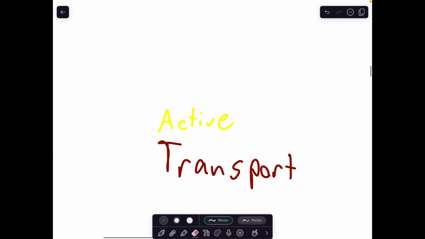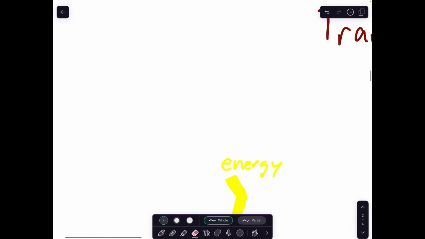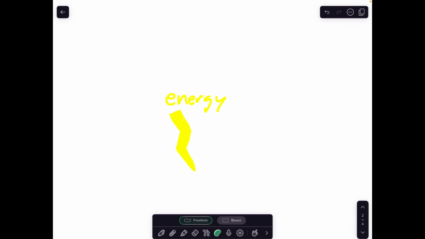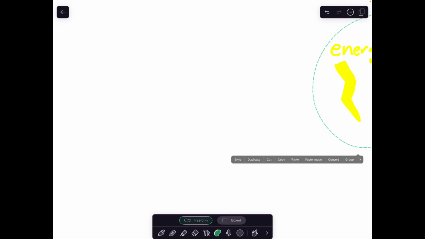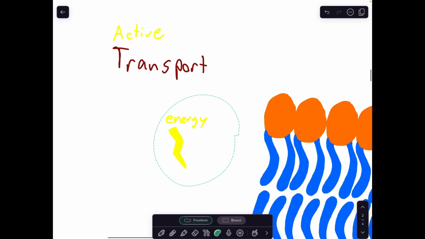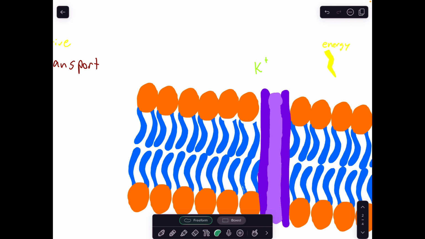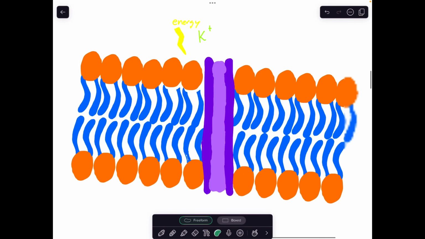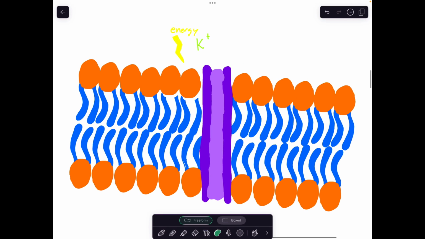What we're going to be talking about next is active transport. Active transport is different from passive transport because energy is required for the transport of whatever is being transported across the cellular membrane. So here we have energy. This lightning bolt with the energy above it is going to be representing the energy that's needed for the transport. And here we have a protein, an integral protein. A good example of active transport would be a sodium-potassium pump.